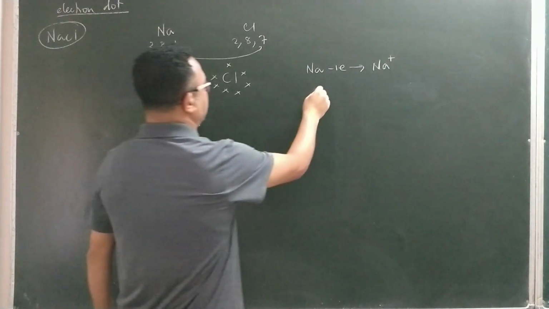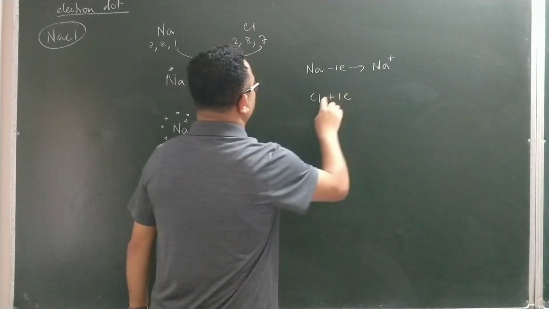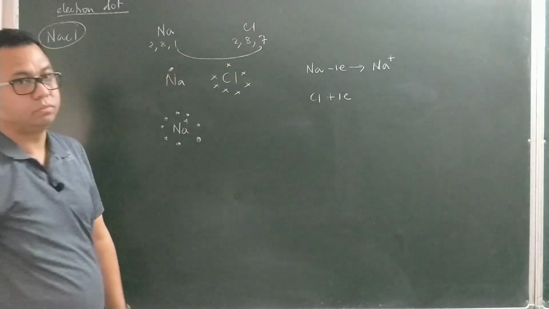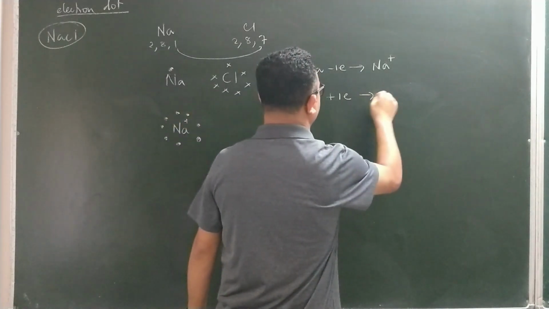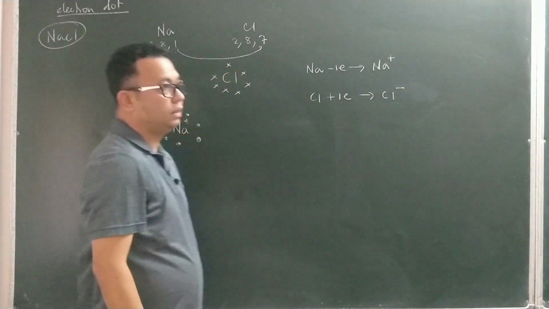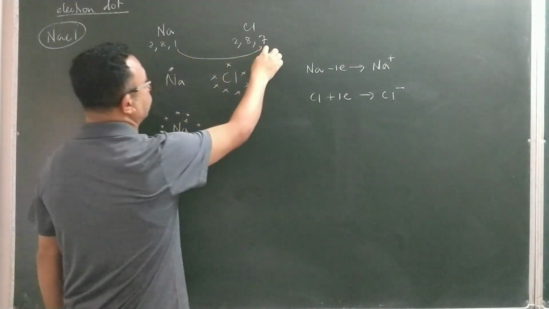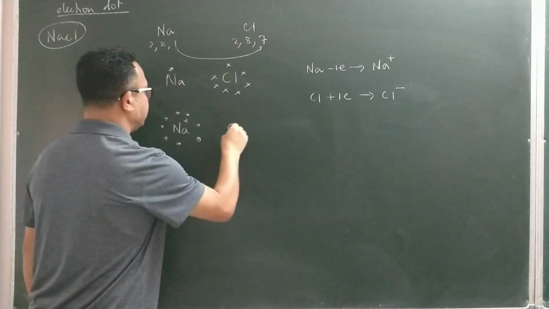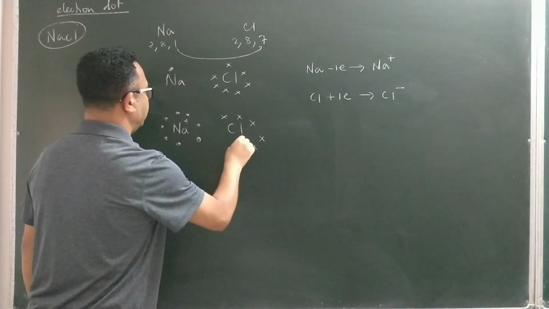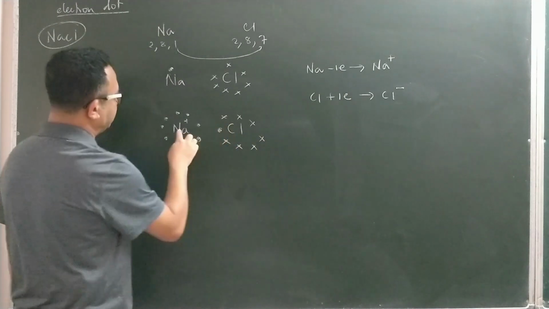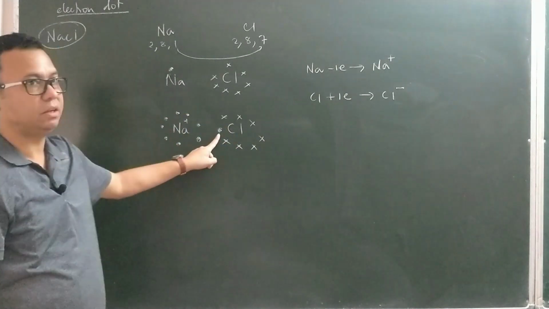In the same manner, chlorine got one electron, which was donated by sodium. As chlorine got one electron, it becomes Cl minus. Now the outermost shell of chlorine becomes 8: 1, 2, 3, 4, 5, 6, 7, and 1 electron which it received from sodium. That's what I'm representing by a dot.